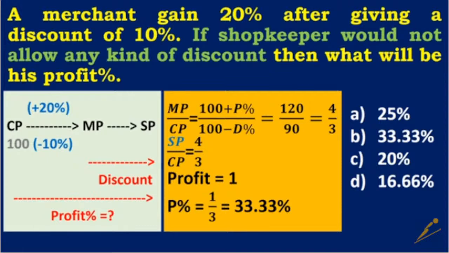or 4 by 3. According to the information in the question, the shopkeeper would not allow any kind of discount, hence discount is 0. As a result, marked price becomes selling price. Then the ratio SP by CP is 4 by 3. In this case, SP is 4. CP is 3. Profit is 4 minus 3 equals 1. Profit percentage is calculated by dividing profit by cost price, which is 1 by 3 or 33.33%.